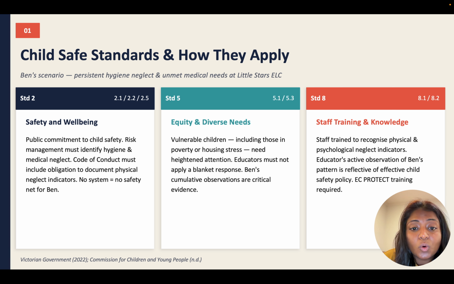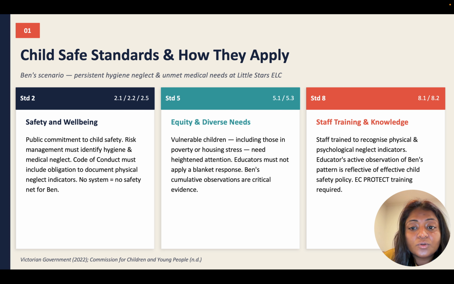And Ben's scenario also can be applied with child safe standard number 5, which is about equity and diverse needs. Vulnerable children. Ben can be coming from a vulnerable family where there is housing stress and a culturally diverse background, which needs immediate attention. Educators must not apply a blanket response towards the situation, and Ben's cumulative observations are critical towards gathering evidence.